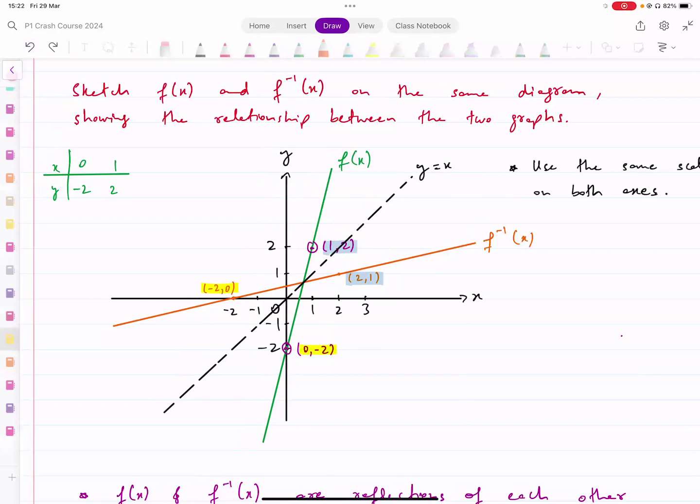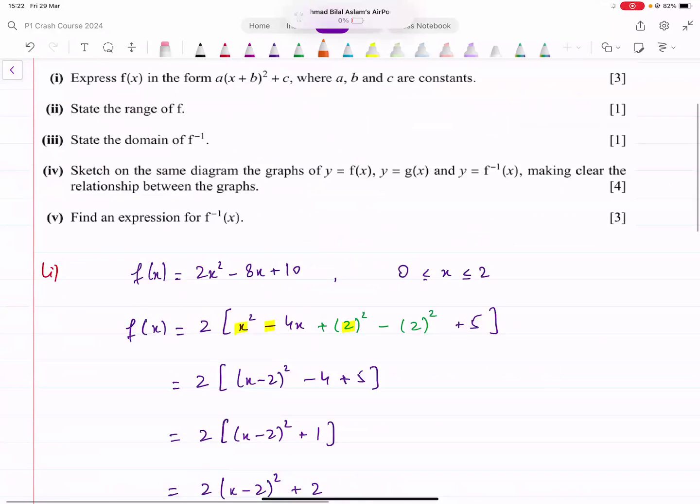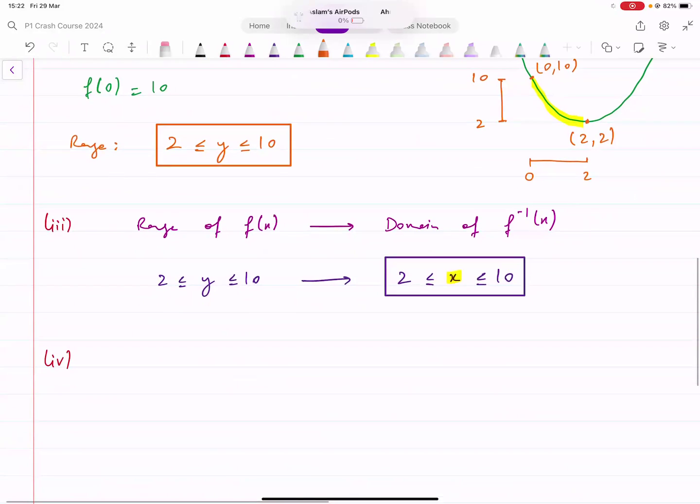Now, let's see how it's going to work in this case. Just give me a minute, I'm sorry.